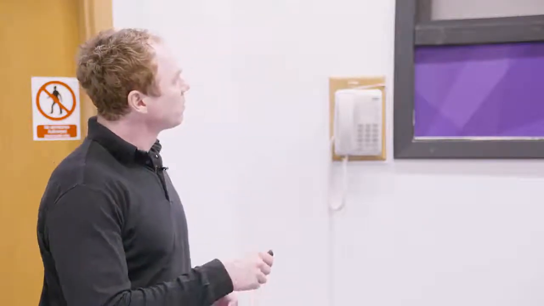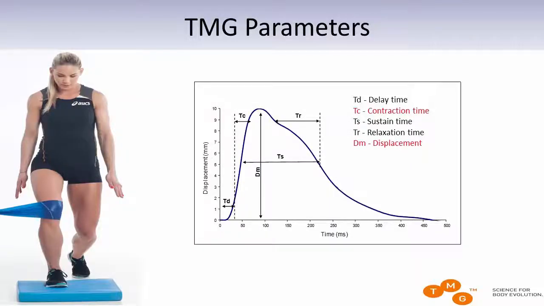If they're very long, it's either, like I said, predominantly slow twitch, or there is something wrong with that particular muscle. The fifth parameter, we call it displacement. It records the difference between relaxed and contracted muscle. So it gives you the amplitude of muscle contraction.